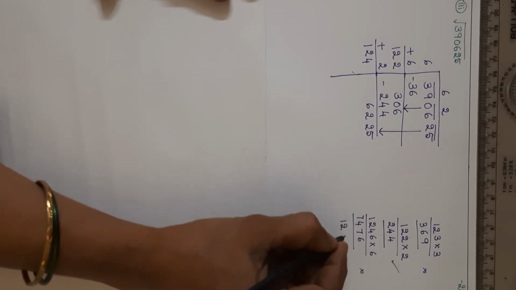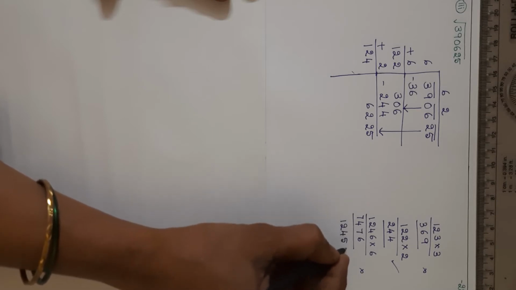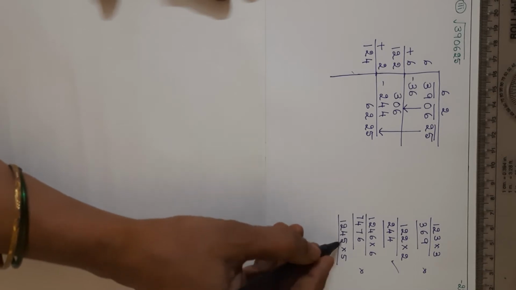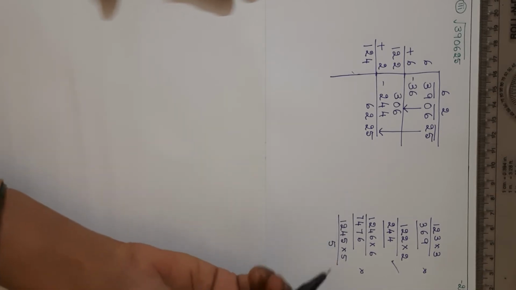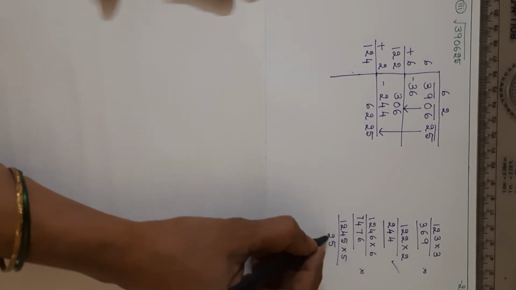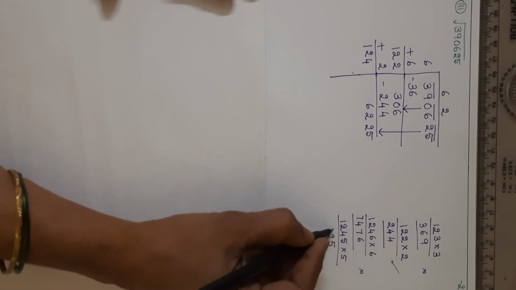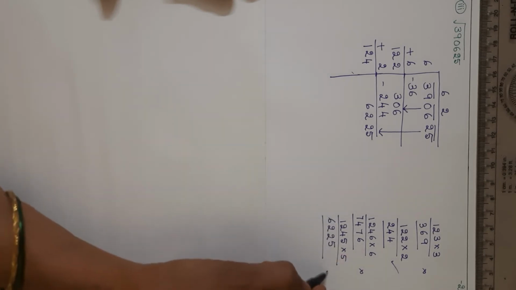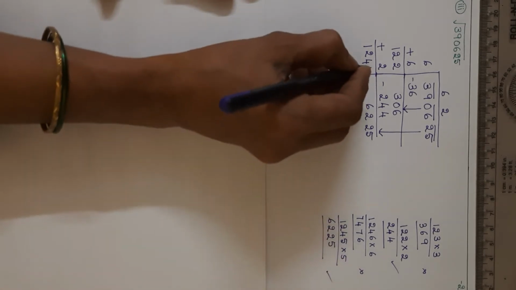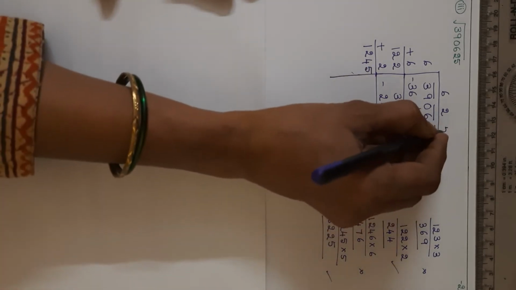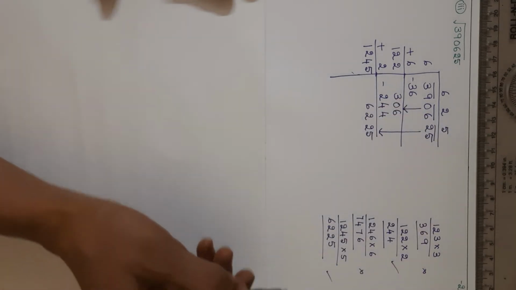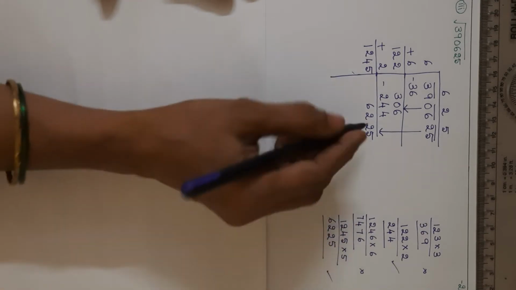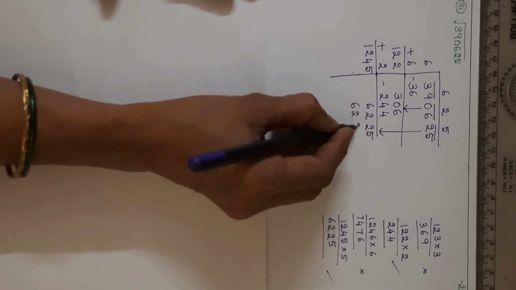So 1 2 4 5. Try with the smaller number. 5 5s are 25. 5 4s are 20, 22. 5 2s are 10, 12. 5 1s are 5, 6. Same? Yes. So we are putting 5. Here also 5. So you got 1 2 4 5 into 5. How much? 6 2 2 5.